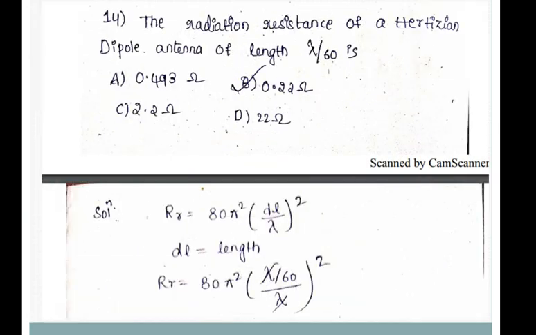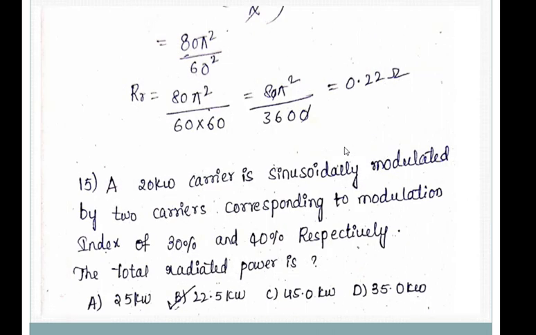The next question: the radiation resistance of a Hertzian dipole antenna of length lambda by 60 is. So the radiation resistance formula is 8 pi square (dl by lambda) whole square, where dl indicates the dipole antenna length. In the question it is given that the length is lambda by 60, so I am substituting lambda by 60 here. After calculating the equation, I am getting the radiation resistance value as 0.22 ohms.